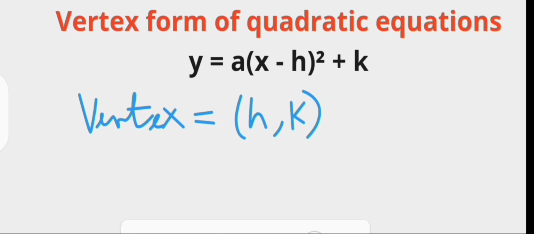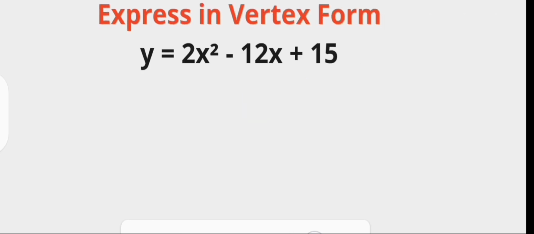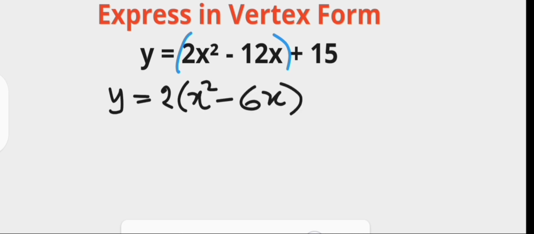Welcome once again to this channel, and in this math tutorial we'll show you how to express quadratic equations in the vertex form. To express y equals 2x² − 12x + 15 in vertex form, we group the x² term and the x term, and factor out the number which is common to them, that is the constant which they have in common. This constant is 2, so this becomes y equals 2(x² − 6x), then plus 15 on the far right outside the bracket.